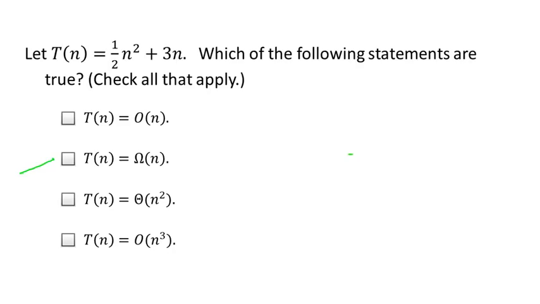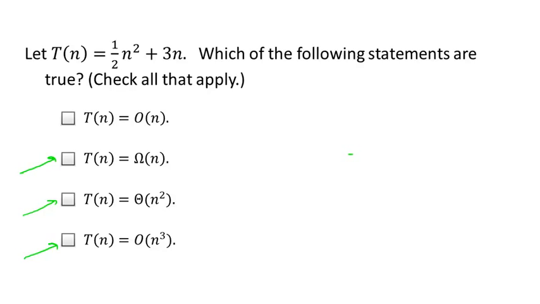So the final three responses are all correct. And I hope the high-level intuition for y is fairly clear. T of n is definitely a quadratic function. We know that the linear term doesn't matter much as n grows large. So since it has quadratic growth, the third response should be correct. It's theta of n squared.